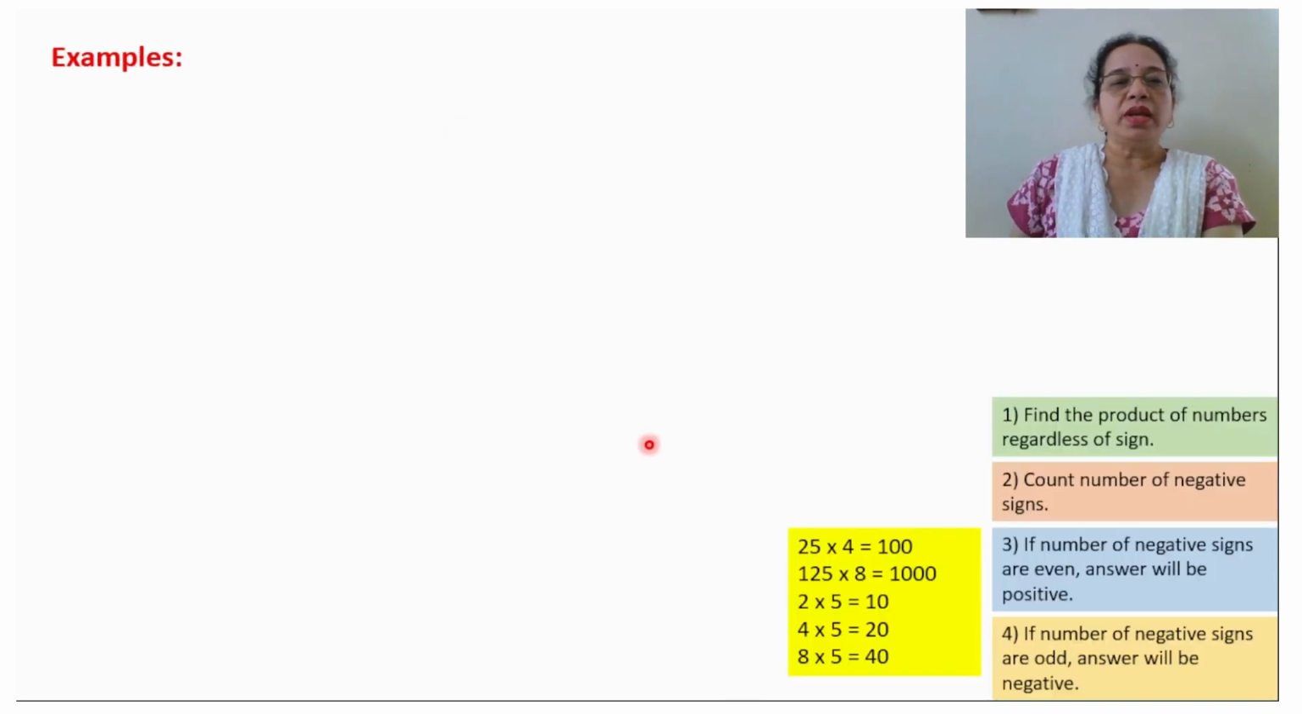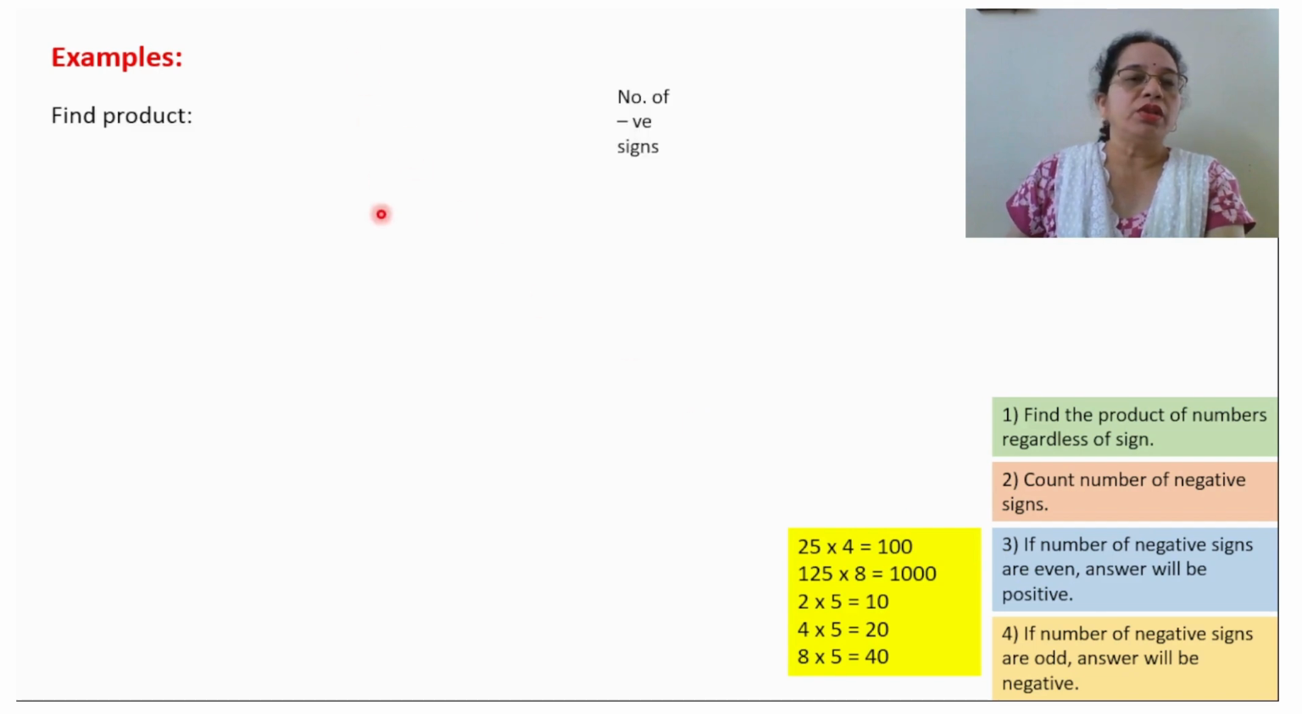Let us solve few more examples. Before starting the example, you just keep this in your mind. 25 4s are 100, 125 8s are 1000, 2 5s are 10, 4 5s are 20, 8 5s are 40. This we can use for suitable multiplication, suitable rearrangement, that already we have done in chapter number 2, whole numbers. Multiplication by suitable rearrangement. This makes our work easier.